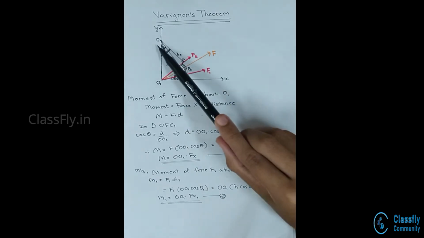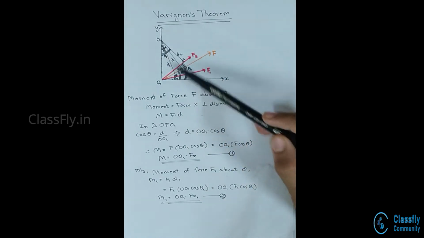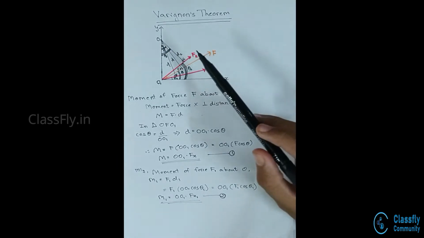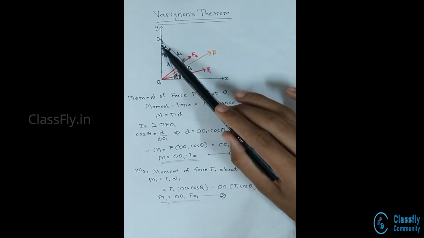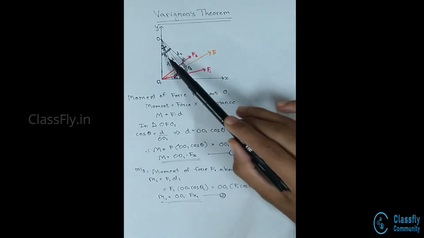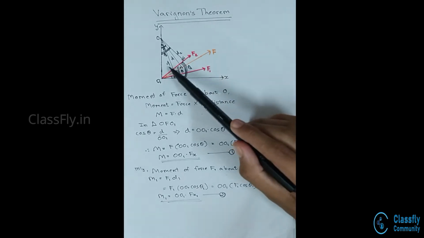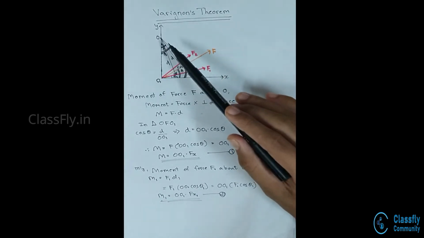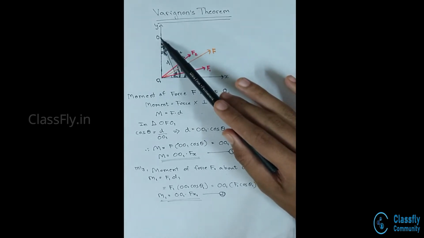Now, consider a point O on the y-axis. Let us draw the perpendicular lines from O to all the three forces. Now, these angles will be the same. Hence, this will make an angle of θ1, this will make an angle of θ, and this will make an angle θ2. Let D1, D and D2 be the perpendicular distances of the forces F1, F and F2 respectively from the point O.